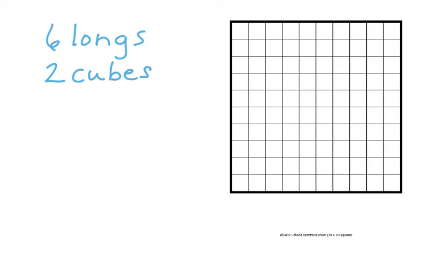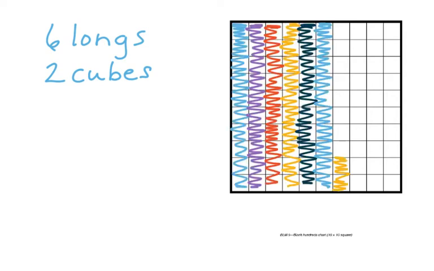You will have to pause this video as you work today. Now I had to color mine in, but you would have 6 longs and 2 cubes. So this is how much of your 100 grid would be covered with your Base-10 blocks. Now what I would like you to do is on your whiteboard, I would like you to write that as a fraction and as a decimal. So let's start as a fraction.